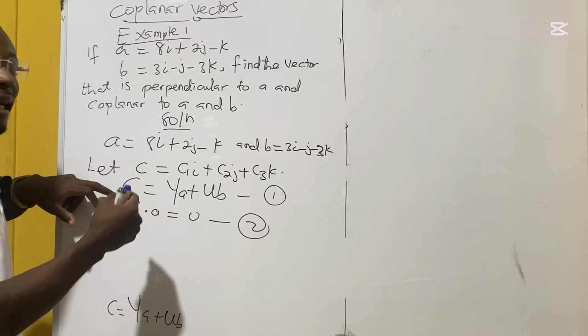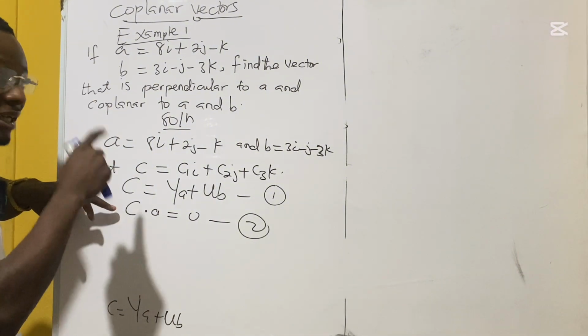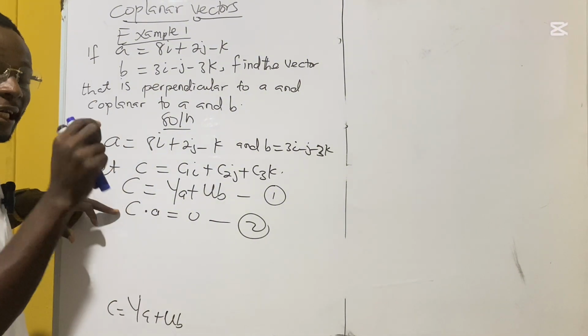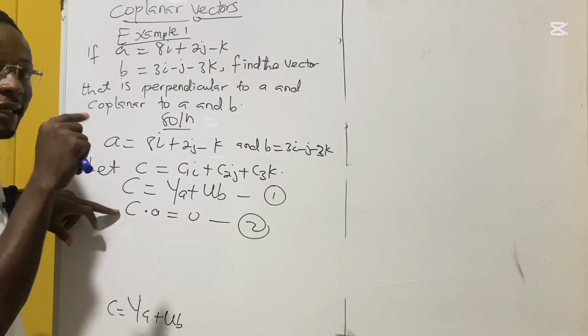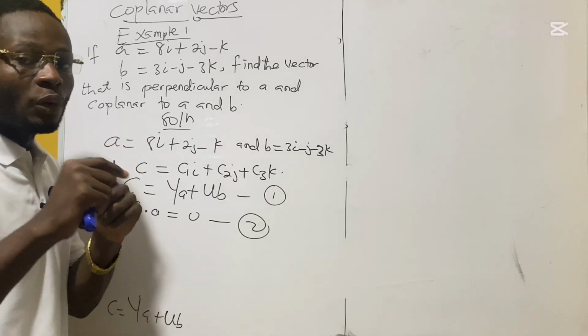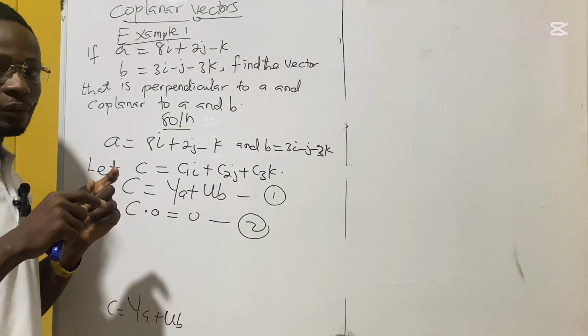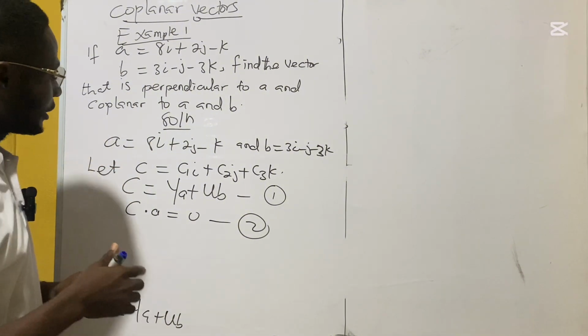And they said it's perpendicular to A. Okay, so once it is perpendicular, it means the dot product of C and A must be equal to 0, because the angle between them is 90 degrees and cos 90 is 0. Okay, so let's dive into it.